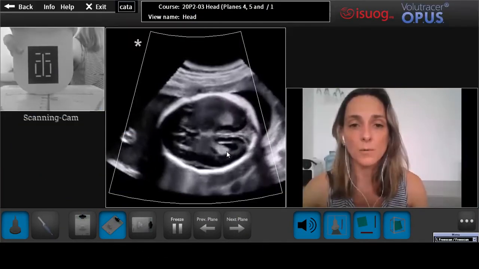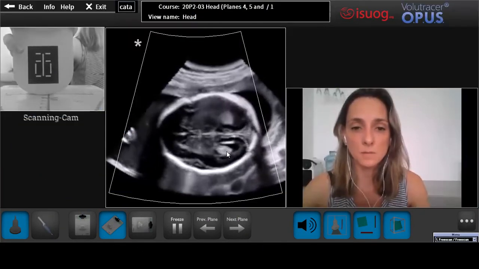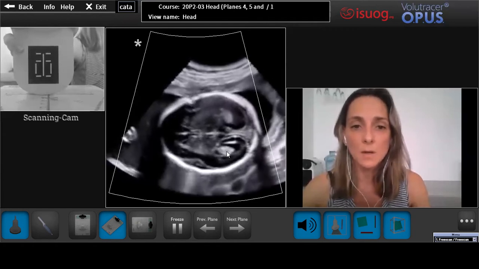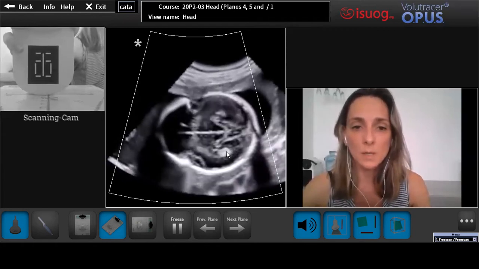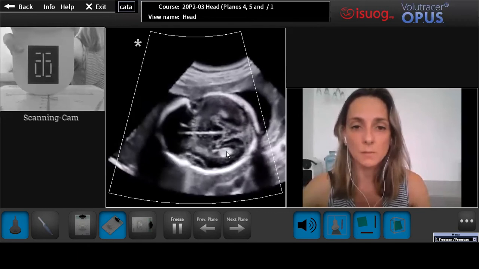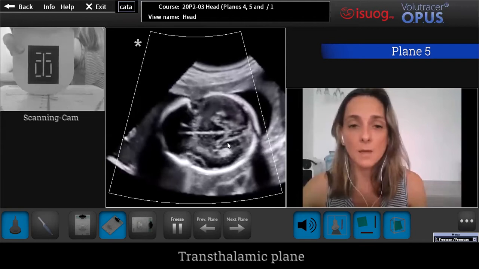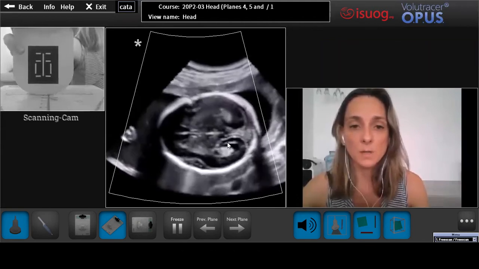We can go from this transventricular plane to the transthalamic plane just by sliding down our probe a little bit, and we find the landmarks for the transthalamic plane here. We can see the cavum, we can see the anterior horns of the lateral ventricle, we can see the thalami here, and the hippocampal gyrus here. And finally, we move back to plane number 4.